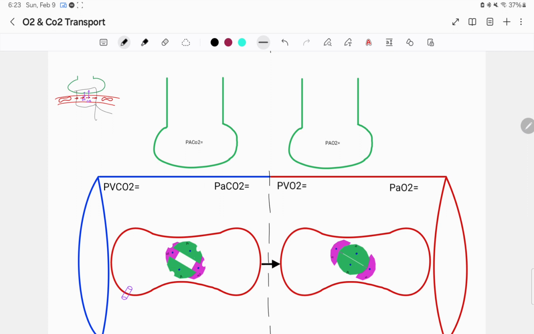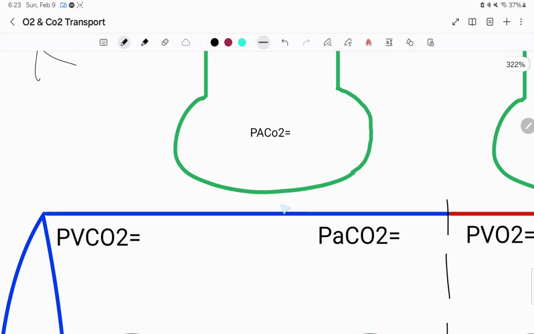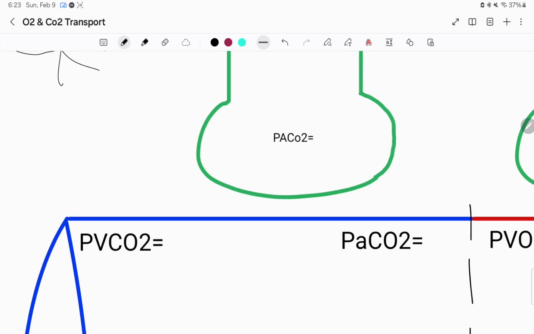Well, let's first look at CO2, because that's where we left off. What were the partial pressures? The partial pressure of the venous CO2, that's what I'm arriving with. Logically, because it's coming from the tissues, it should be higher. And it is. It's about 46 millimeters of mercury.